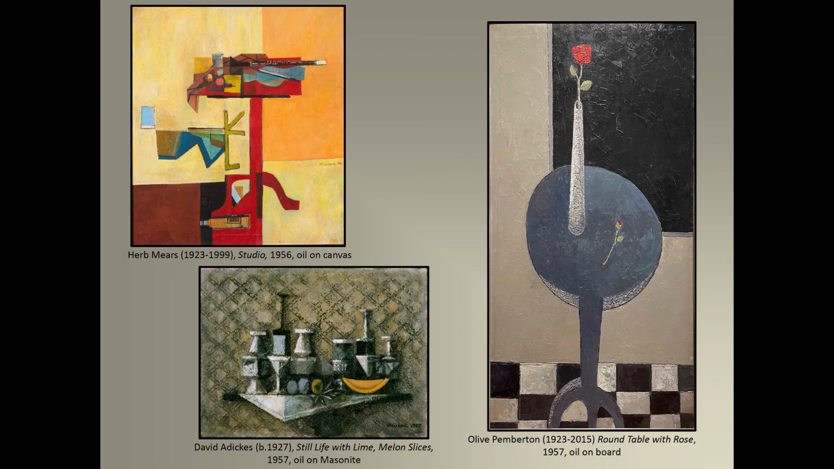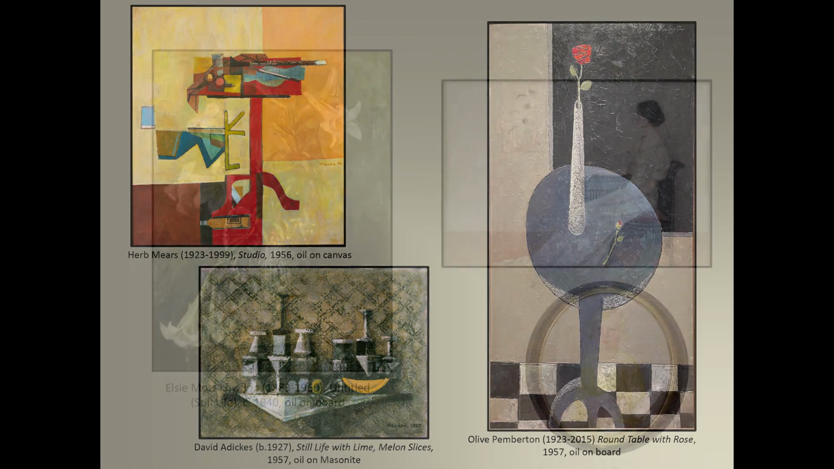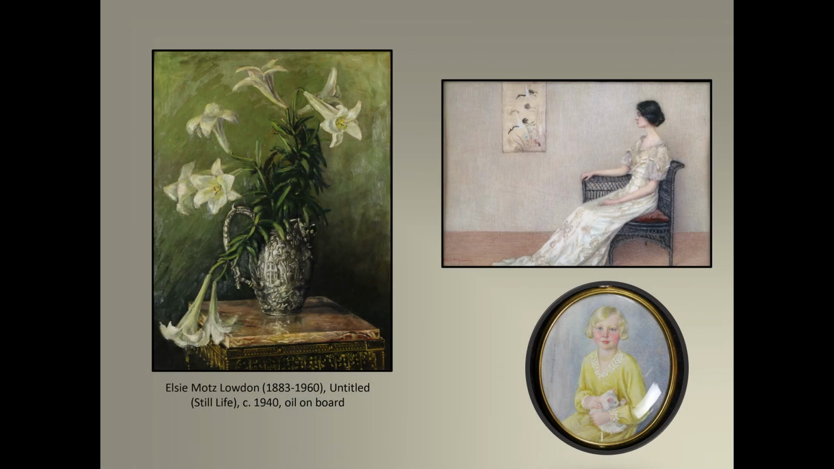On the right, we see Olive Pemberton, Round Table with Rose from 1967, oil on board. She flattens the surface of her minimalist-inspired still life. It's a highly abstracted, upturned table in an ambiguous space, even though we have the pattern background or pattern floor. You're still not sure what's happening with the space beyond the picture plane. She exhibited with the Fort Worth Circle. In 2021, I understand the Fort Worth Community Arts Center will have a retrospective of her work. Still life painting is still a popular subject.